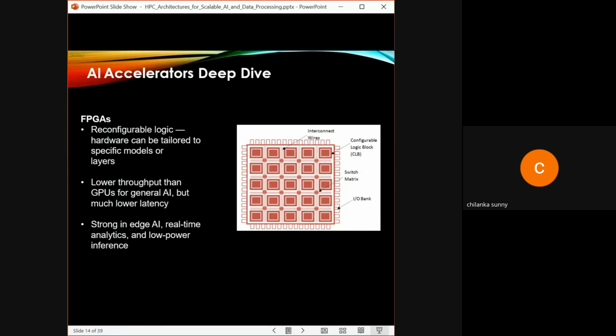Because of this fine-grained control, FPGAs often deliver lower latency and deterministic performance compared to GPUs, even though their peak throughput for large dense workloads may be lower. That combination of reconfigurability, low latency, and good energy efficiency makes FPGAs especially useful for edge AI, real-time analytics, streaming inference, and other low-power, latency-sensitive deployments.